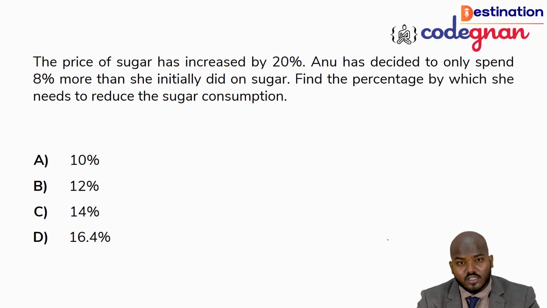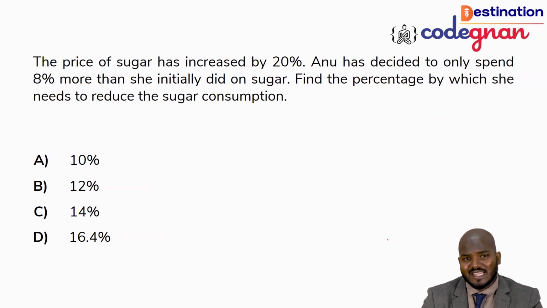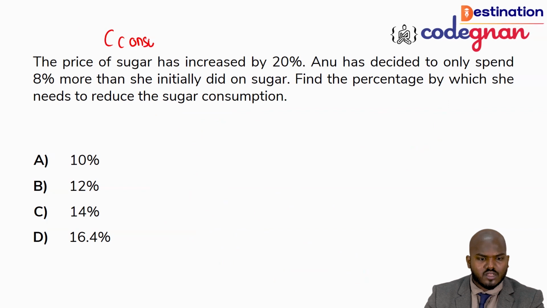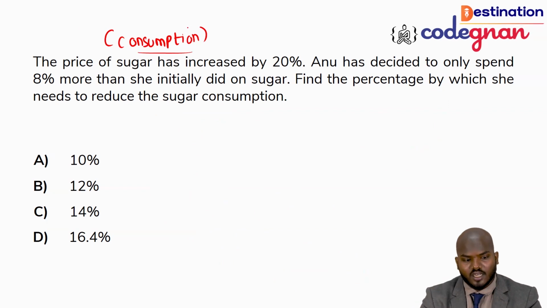This is an application oriented question. We can call it a consumption question. Please give your attention here because this is a little bit confusing, so make sure you understand this clearly. The price of sugar has increased by 20 percent. Anu decided to spend only 8 percent more than she initially did on the sugar. Find the percentage by which she needs to reduce the sugar consumption. That is the question.